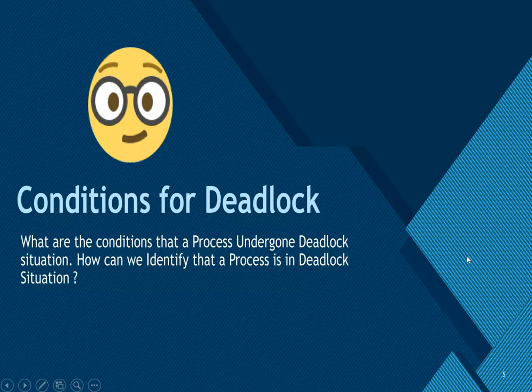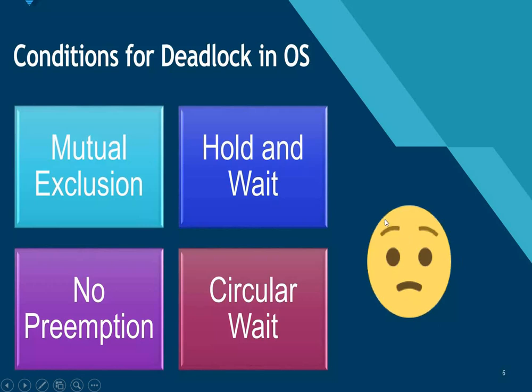Now we'll see the conditions for deadlock. What are the conditions under which a process undergoes a deadlock situation? How can we identify that a process is in a deadlock situation? The conditions for deadlock are mutual exclusion, hold and wait, no preemption, and circular wait.